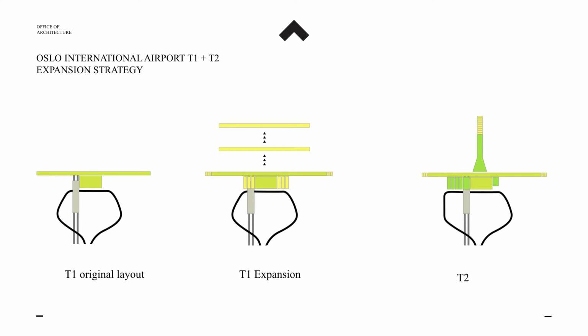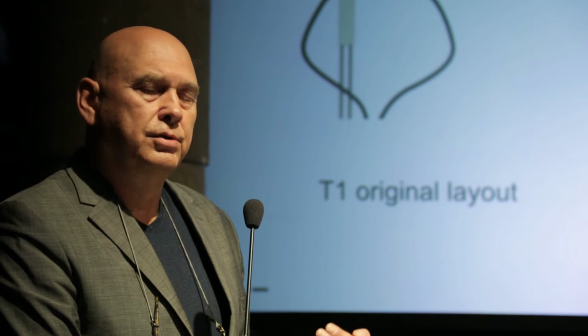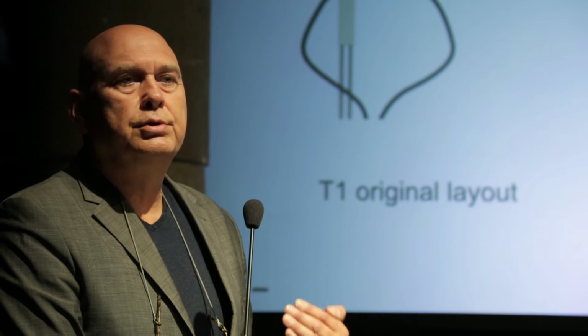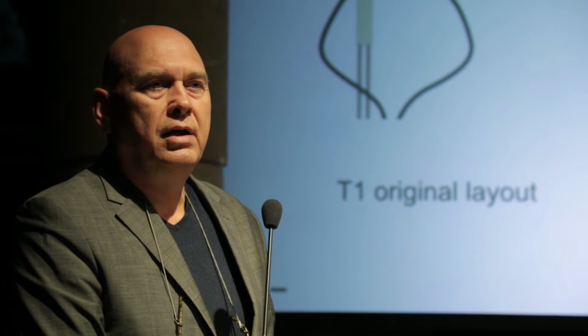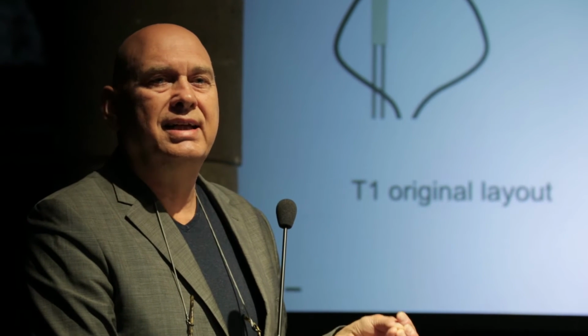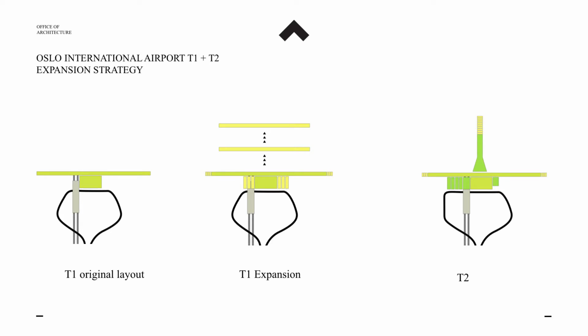So regarding the expansion, the T1 original layout you see to the left. In the middle you see the planned expansion layout. But what the client found out was that we couldn't do that. So he wanted to utilize the infrastructure that's already there to increase the capacity of the airport. You can see the layout to the right, which is the layout for the expansion, what we call the T2 project.